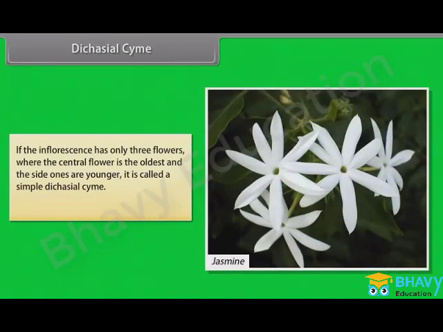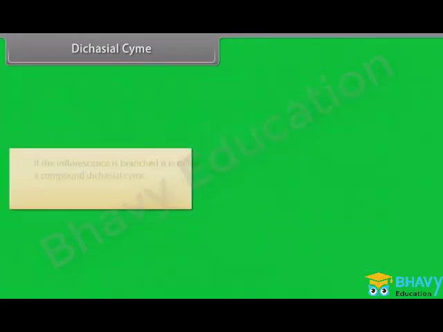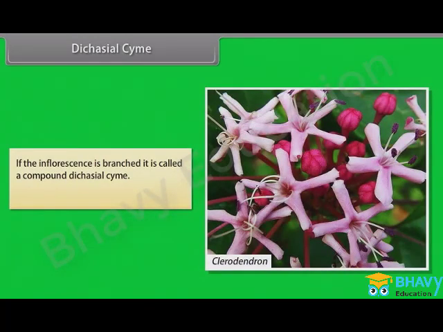If the inflorescence has only 3 flowers, where the central flower is the oldest and the side ones are younger, it is called a simple dichasial cyme. Example, jasmine. If the inflorescence is branched, it is called a compound dichasial cyme. Example, clerodendron, ricea.